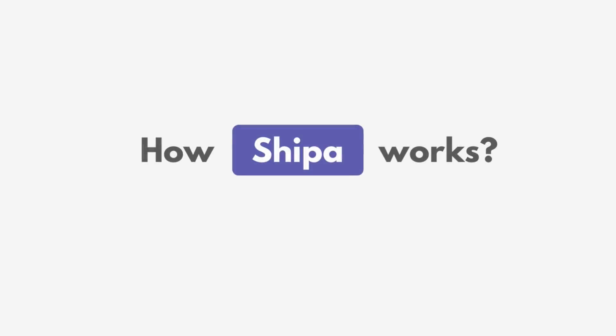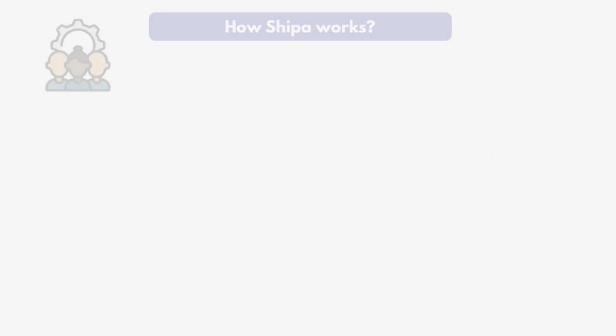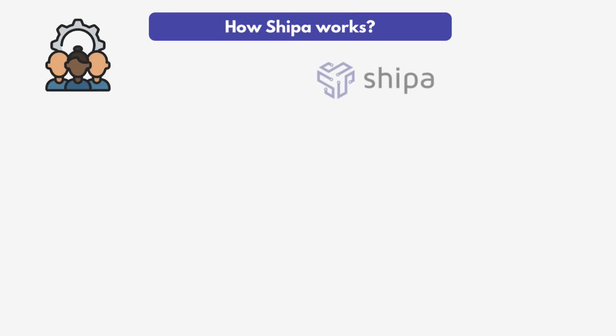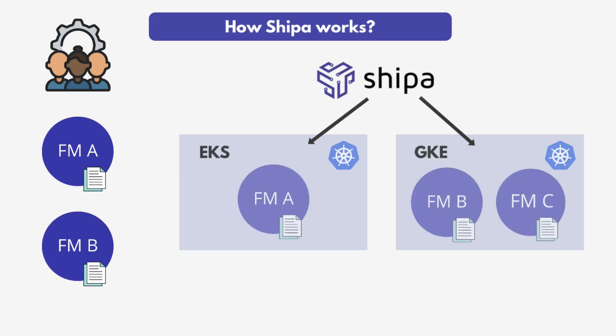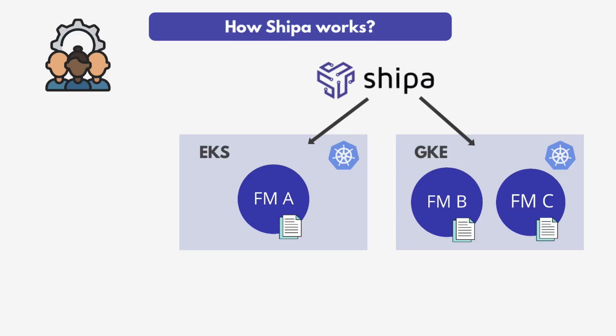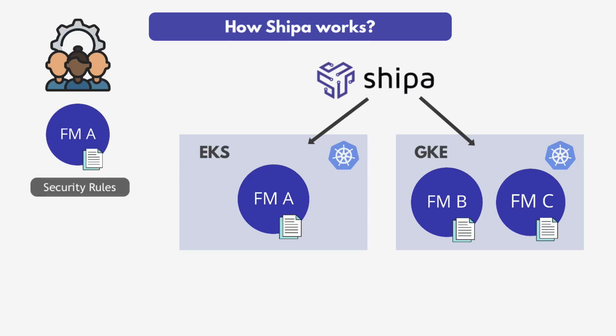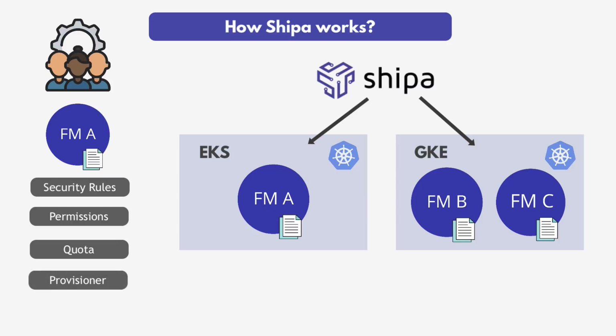Now, how does Shippa do all of this? First, the Kubernetes administrators will connect Shippa to multiple Kubernetes clusters, which may be running on different platforms, after which they will create and configure what's called Shippa frameworks. Each framework can be configured with security rules, permissions, like who can deploy what in that framework, and some other configuration to automatically create Kubernetes components when the application gets deployed.